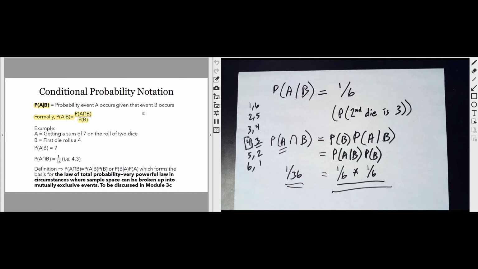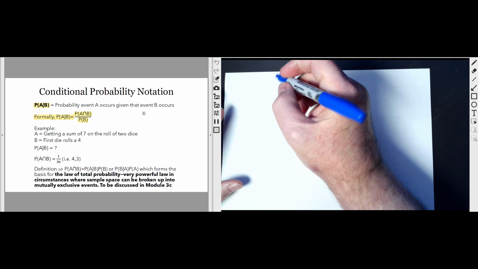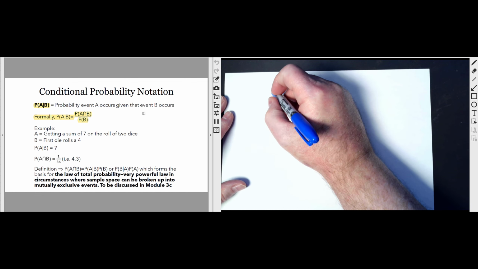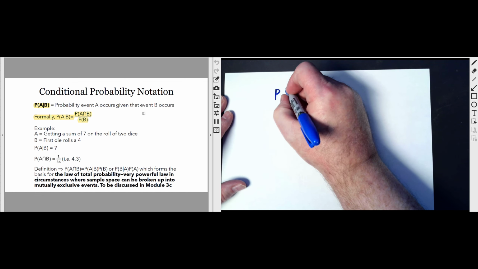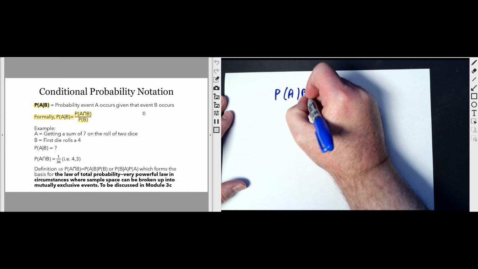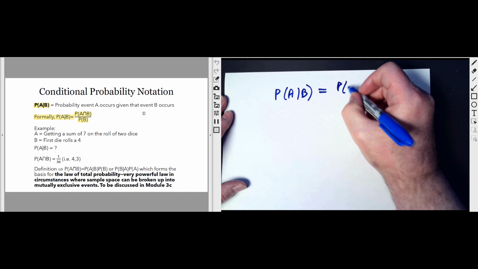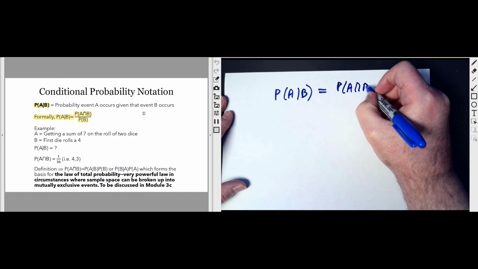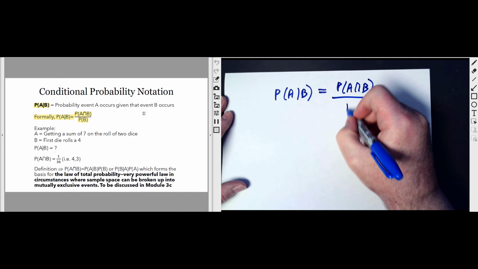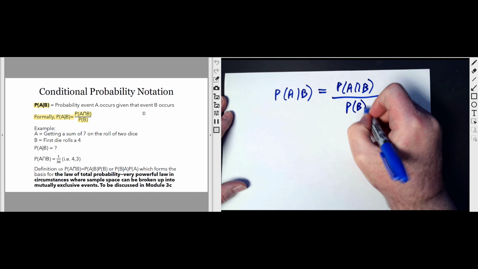Okay, so that's conceptually what conditional probability is. Now, from this formula or equation, the probability of A given B is defined to be the probability that both A and B occur divided by the probability of B occurring.